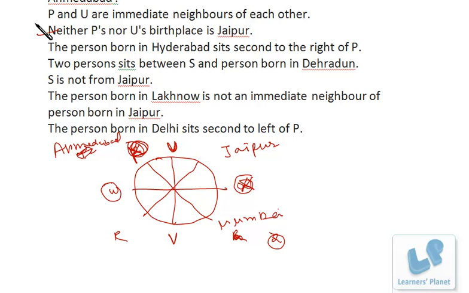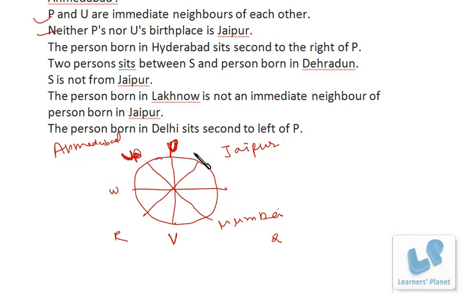Now P and U are immediate neighbors of each other. Now the next is the person born in Hyderabad sits second to the right of P. Still we are confused about the order of P and U, right? And here we are able to see the person born in Delhi sits second to the left of P, right? See here, left is this side and right is this side. If P is at this position, here it is Jaipur, right? But here it should be Delhi. That means P's position is this and this is U's position.